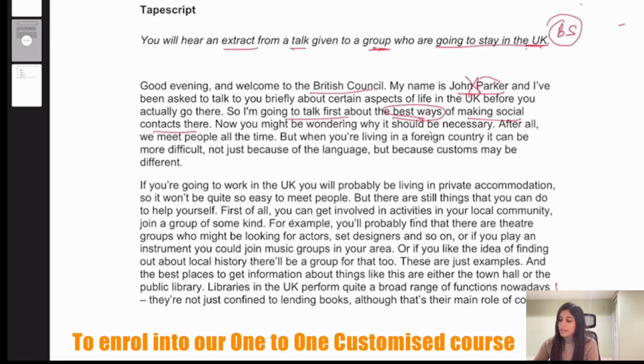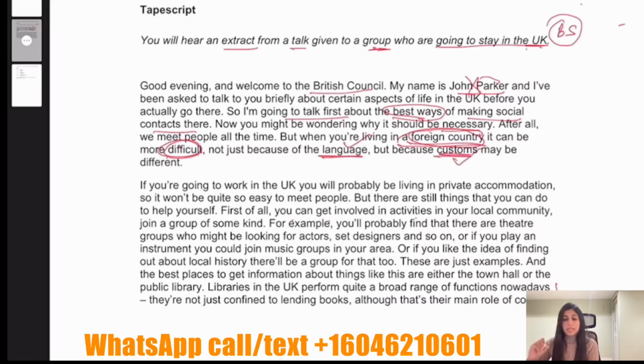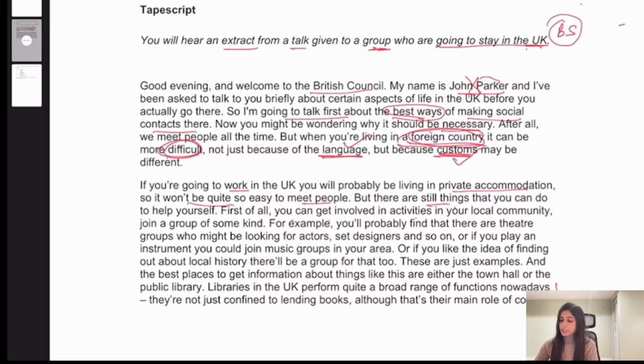Now you might be wondering why it should be necessary. After all, we meet people all the time. But when you are living in a foreign country, so this word is used as it is, it can be more difficult. This is also used as it is. Not just because of the language, this is your first answer, but because customs may be different. If you're going to work in the US, you'll be living in a private accommodation, so it won't be quite so easy to meet people. But there are still things that you can do to help yourself. So he's suggesting what can be done.